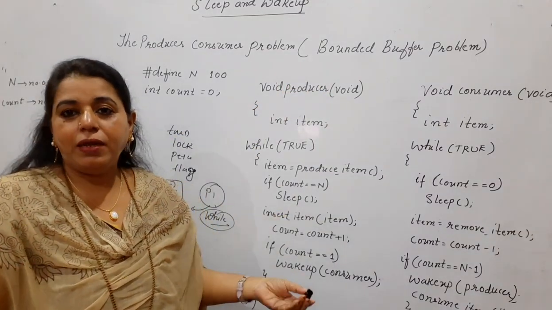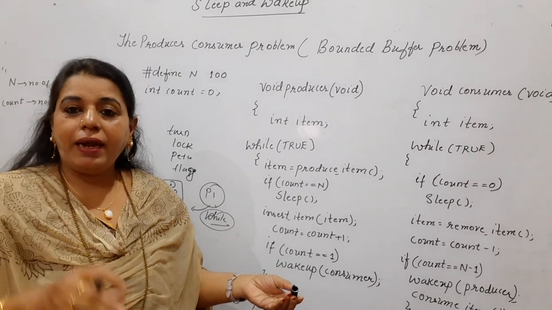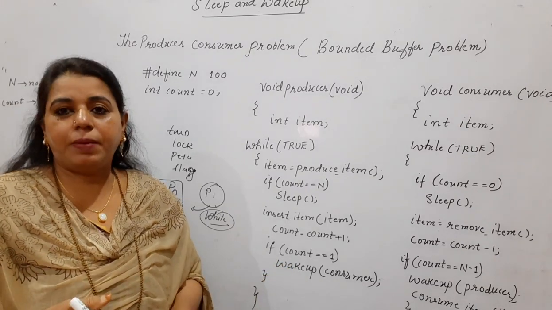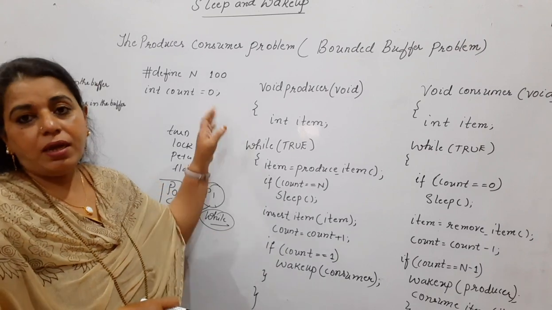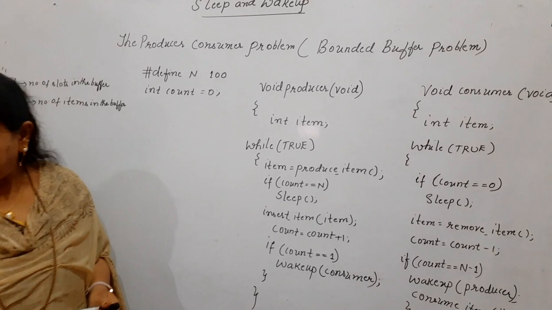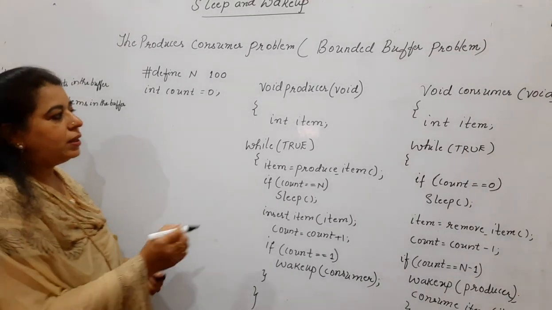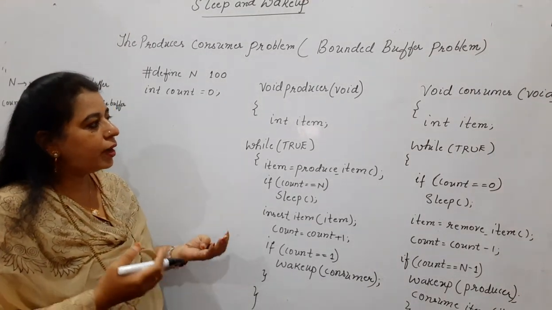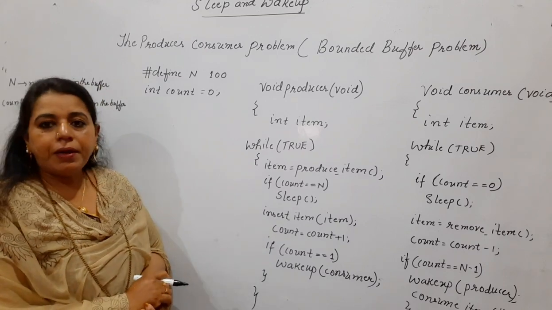I'll be explaining this producer consumer problem, because you can understand the concept of sleep and wake up very well with it. Let us see the pseudo code for the producer and the consumer. Now, don't start assuming things. We are coming across new terms like producer and consumer.